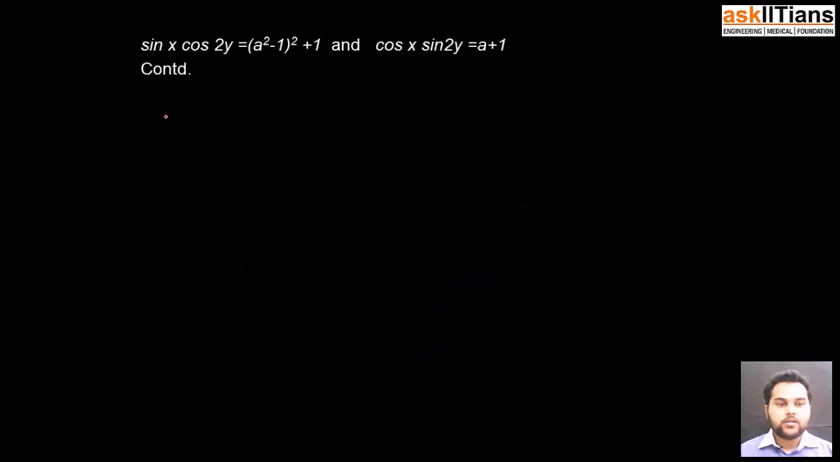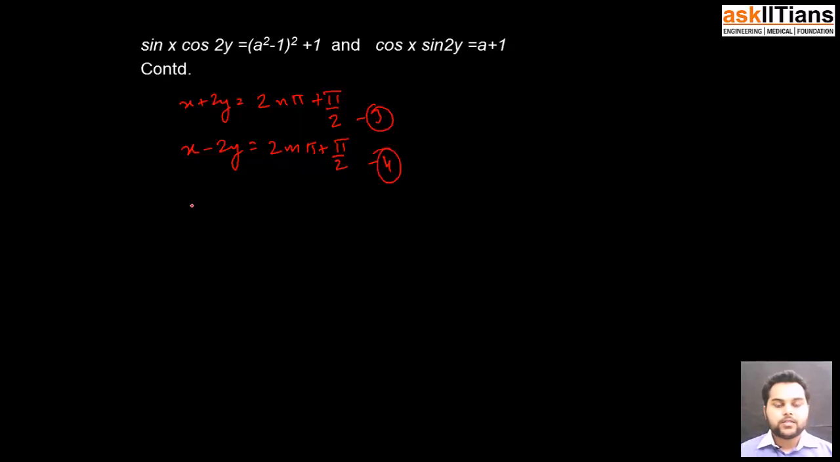So with equations 3 and 4 written here again, x plus 2y is equal to 2n pi plus pi by 2, and x minus 2y being 2m pi plus pi by 2. If I add the two equations, I will get the value of 2x being 2 into n plus m pi plus pi, which would give me the value of x as m plus n pi plus pi by 2. Now the value of x has to lie between 0 and 2 pi.